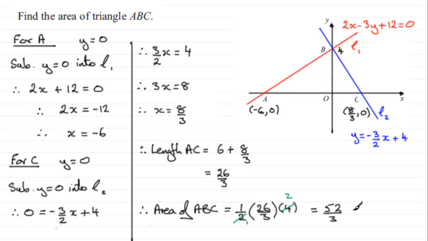I always like to write units squared or square units because we're talking about an area, but you're not going to lose marks if you leave that out. Okay, so there's our area of the triangle ABC.